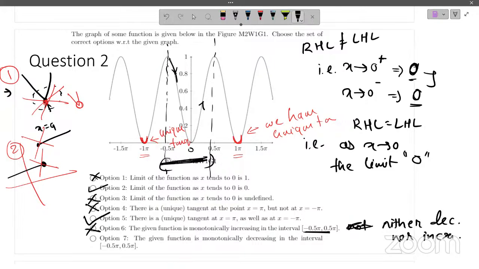Now, the last option says that the given function is monotonically decreasing in the interval, but as we observe, in the interval our function is neither decreasing nor increasing, because from minus 0.5 to 0 it is decreasing, and from 0 to 0.5 it is increasing. So that's why this option is also not true. So the answers are 2 and 5. So any doubt?